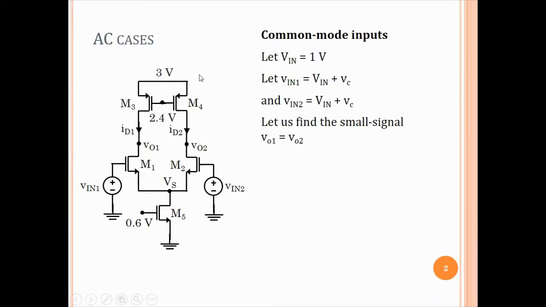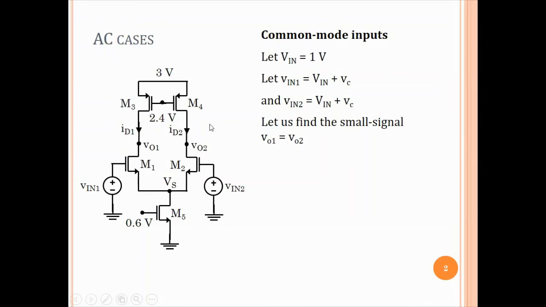So now we say, well, this is a differential amplifier. What happens if we apply, say, equal AC inputs at both the terminals, the so-called common mode input? So we have a DC, on top of it we have an AC, and the AC is equal. Of course, now the circuit is symmetric, so we can conclude that VO1 will be equal to VO2. Now we want to find an expression for VO1 equal to VO2.